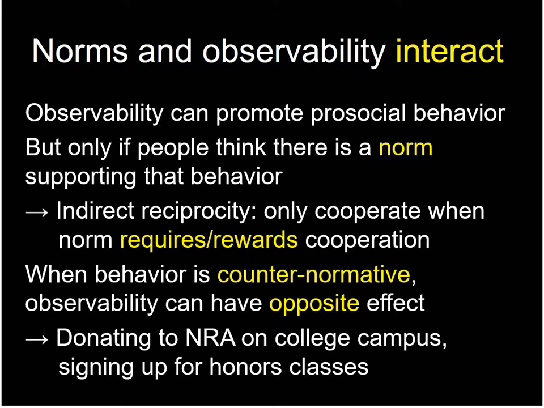Or maybe it was honors classes or some extra academic thing that was clearly not cool. And so doing it in a way that you had to make it clear to all of your peers that you were signing up for it made people less likely to do it. So the key point of this is that observability isn't just a total panacea, where making things observable will make people more likely to do them, but it depends on what the underlying social norm is.